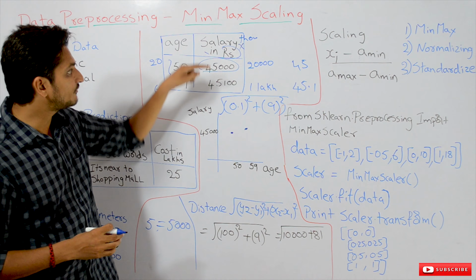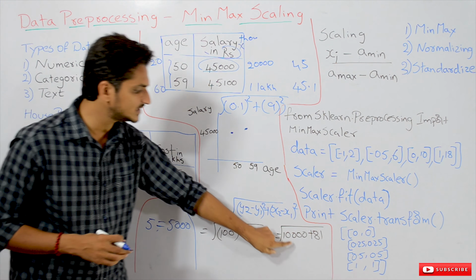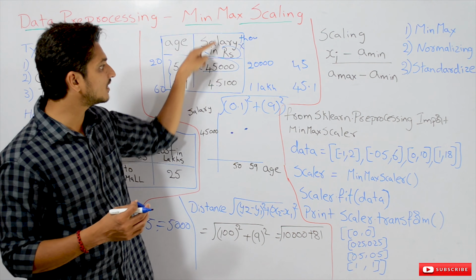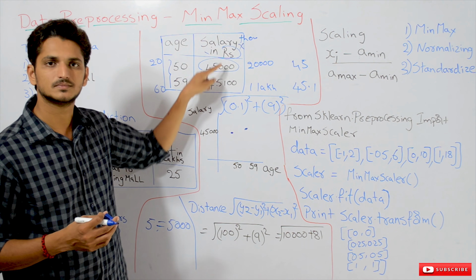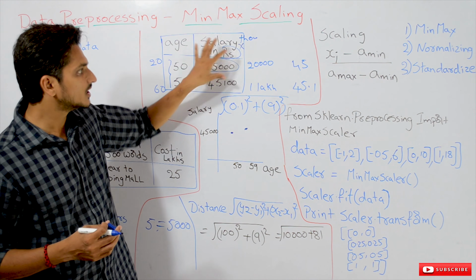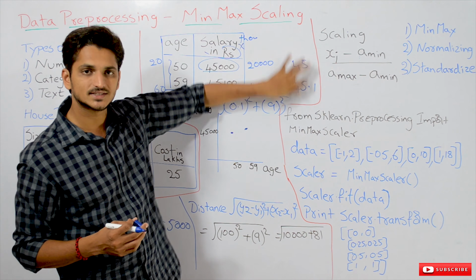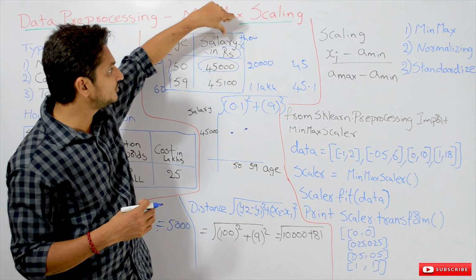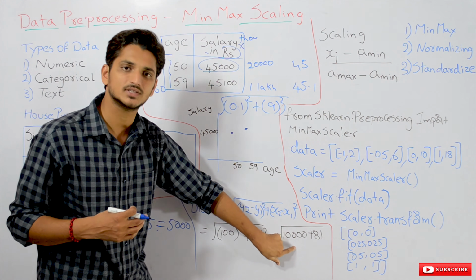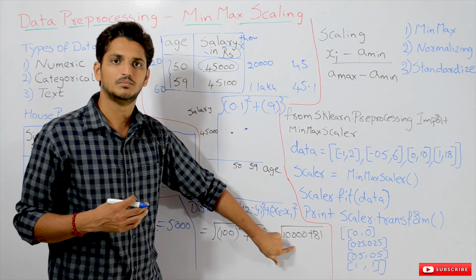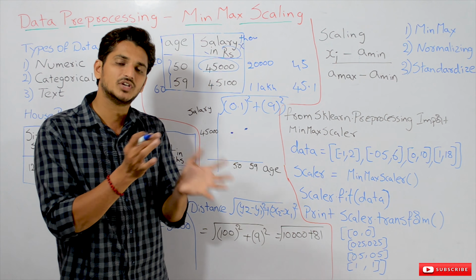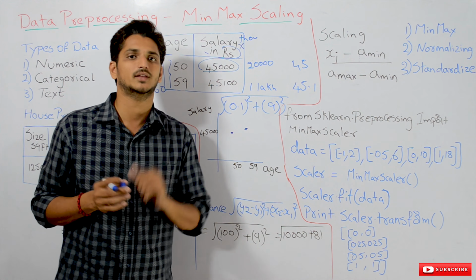So the effect of sal on distance is changed, because the scale of these values has changed. The scale changed from rupees to thousands. That's why the effect of this feature on calculating distance has changed. Means by considering different units, the effect is changing. We should not do like that.